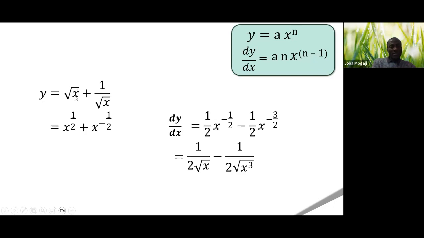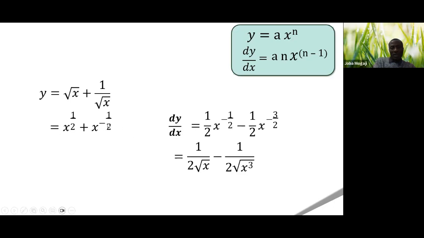Remember, square root of x is the same thing as x raised to the power of 1/2. And also, 1 divided by square root of x is the same thing as x raised to the power of minus 1/2. Now, by writing that, we have our y now to be equals to x raised to the power of 1/2 plus x raised to the power of minus 1/2. Therefore, our dy/dx will now be equals to, still the same approach, 1/2 will come to this side. 1/2 is now coming to this side. Then minus 1. So 1/2 minus 1 will give you minus 1/2.